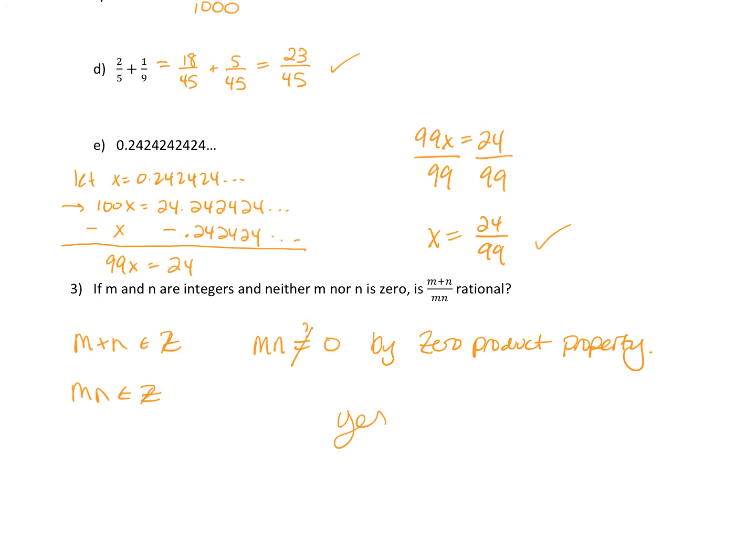So yes, (m + n)/(mn) is rational. It satisfies the definition because the top and the bottom are both integers, and the bottom is not 0.